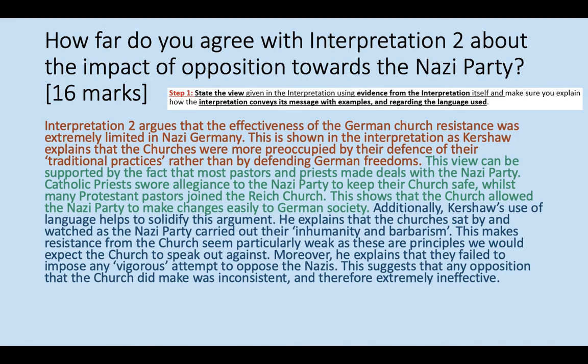Additionally, Kershaw's use of language helps to solidify this argument. He explains that the churches sat by and watched as the Nazi Party carried out their inhumanity and barbarism. This makes resistance from the church seem particularly weak, as these are principles we would expect the church to speak out against. Moreover, he explains that they failed to impose any vigorous attempt to oppose the Nazis. This suggests that any opposition that the church did make was inconsistent and therefore extremely ineffective.